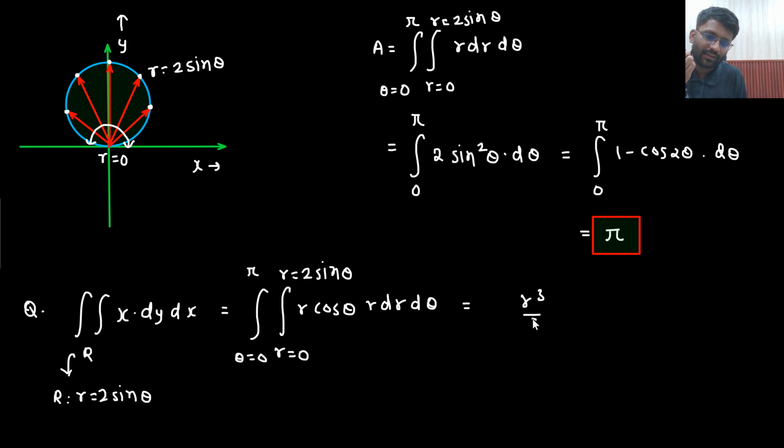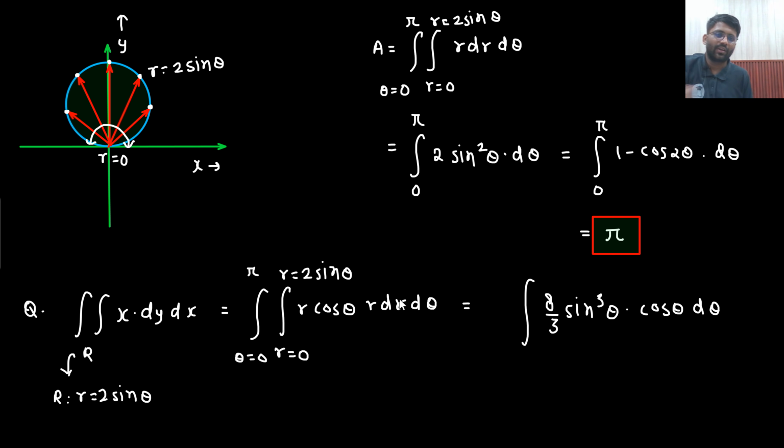r cube by 3, from 0 to 2 sin theta. So 8 by 3 sin cube theta. I am doing it fast because the complete concept I have given. I am just putting the limit of r here. So r square dr gives r cube by 3, then putting the limit of r. Now I need to put the limit of theta from 0 to pi.